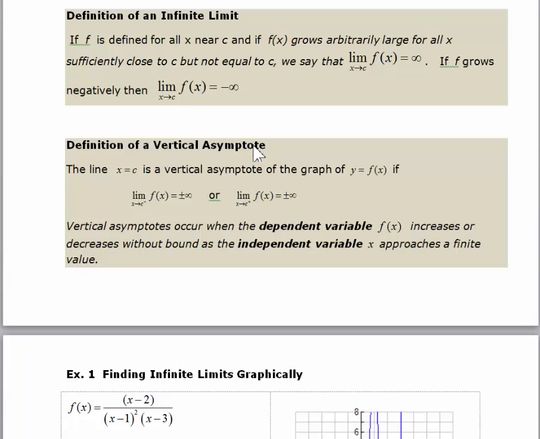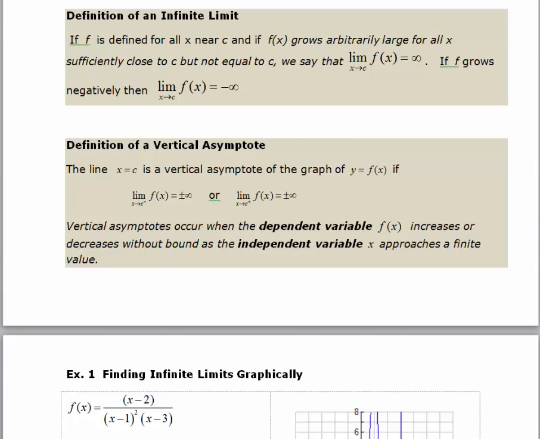And so here we have the definition of an infinite limit, and right underneath we have the definition of a vertical asymptote. And so when x approaches a constant from the left or from the right, and your y values approach positive or negative infinity, you have a vertical asymptote. Another way of saying that is when the dependent variable, which is your y, or your f of x, increases or decreases without bound, as the independent variable x approaches a finite value, you'll have a vertical asymptote.